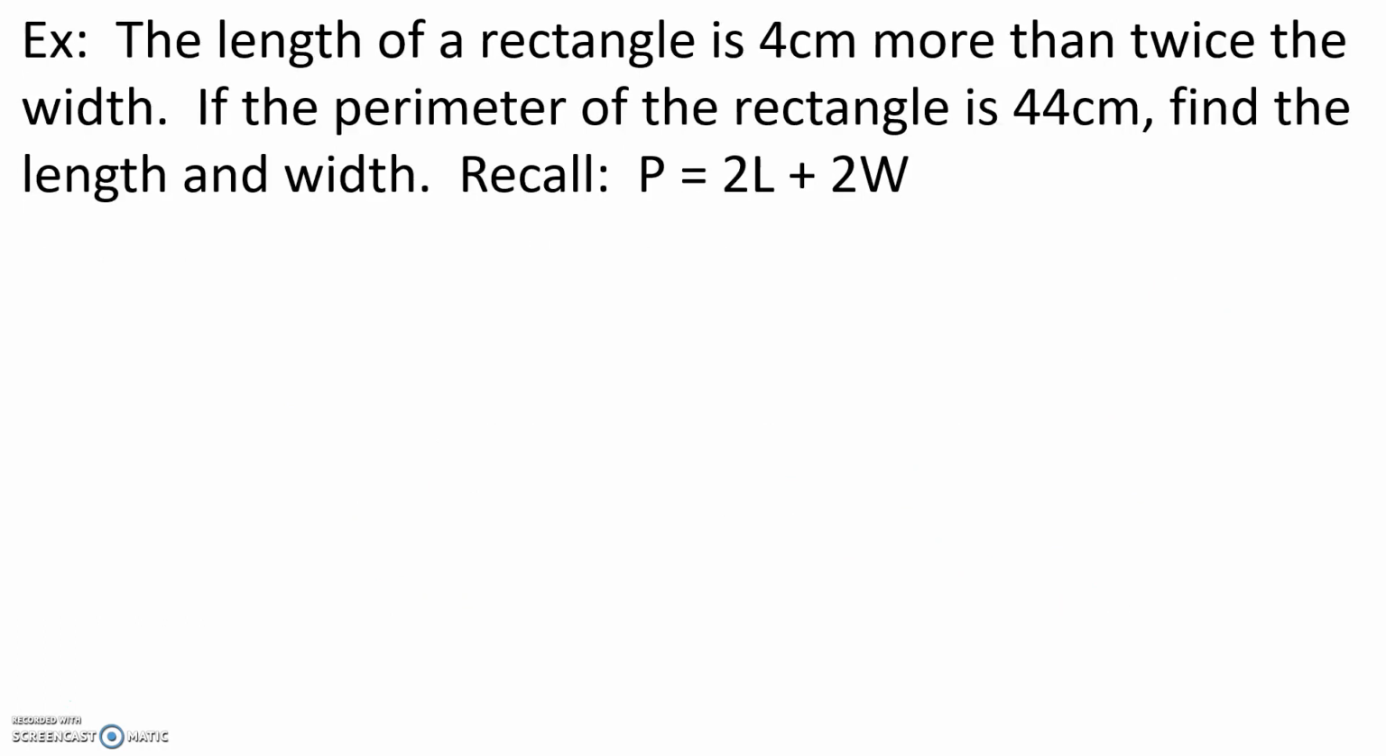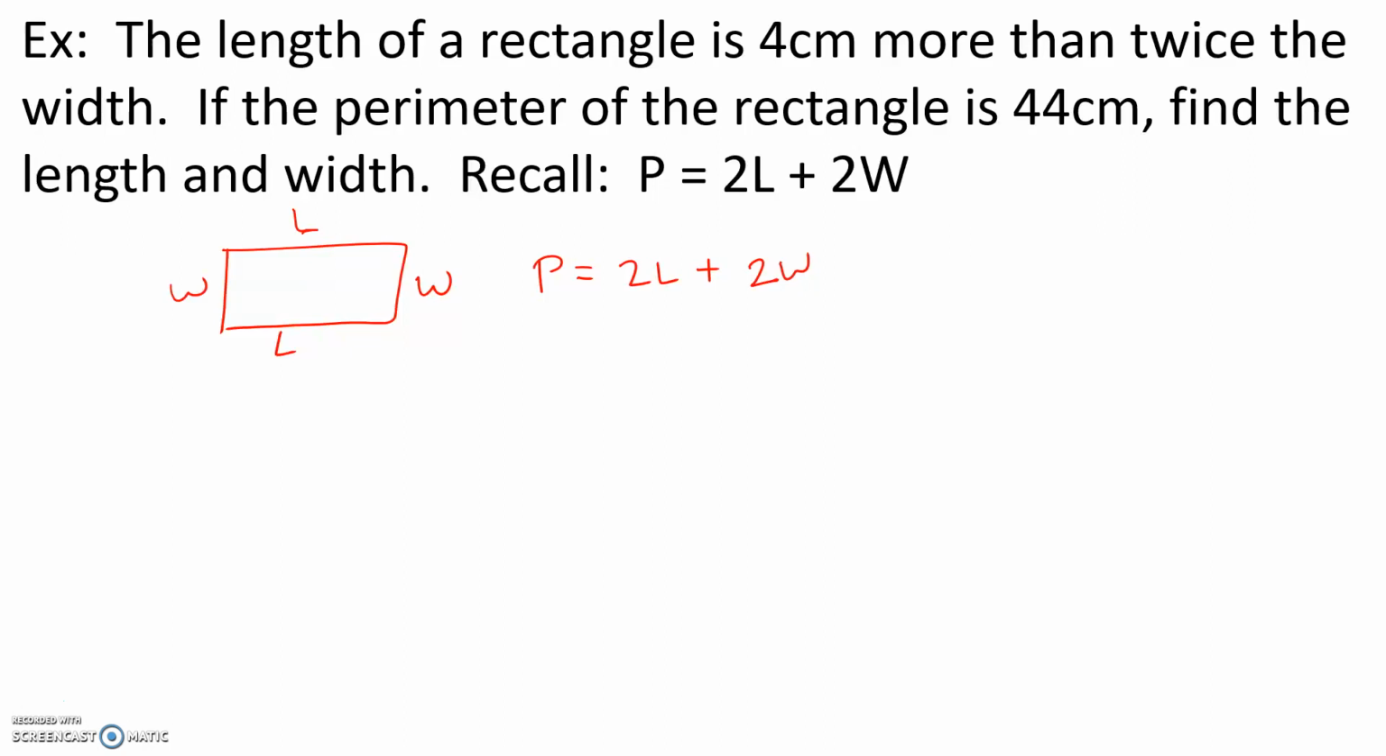Next example. The length of a rectangle is 4 centimeters more than twice the width. If the perimeter of the rectangle is 44 centimeters, find the length and the width. Now, first of all, if you look at a rectangle, this is the length, this is the width. The perimeter is the distance around the rectangle. So the perimeter is given by 2L plus 2W. That's the formula for the perimeter of a rectangle.